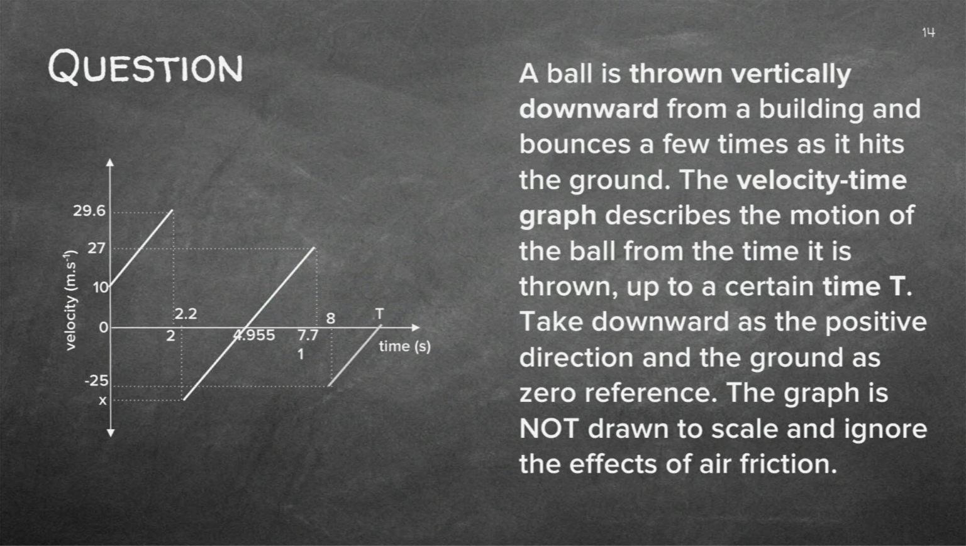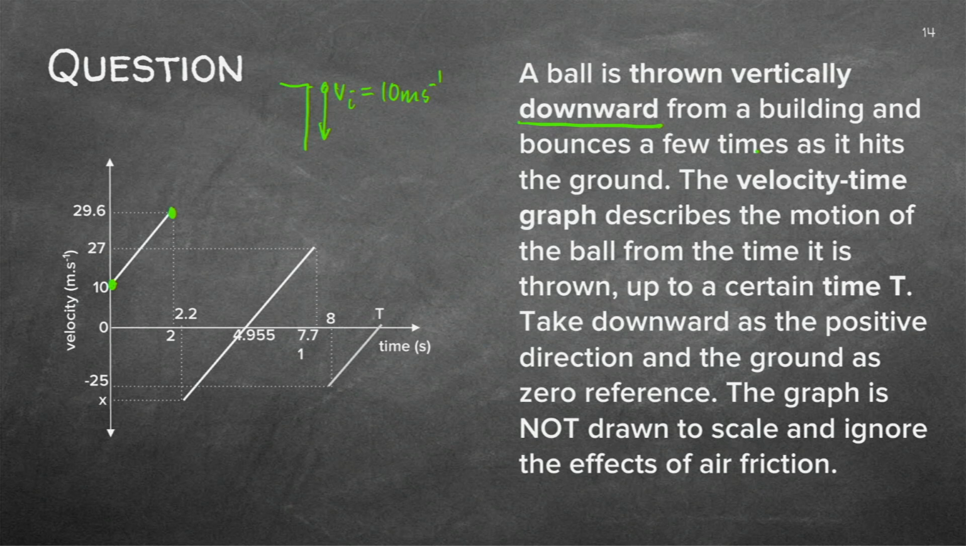A last question with a graph. A ball is thrown vertically downward. Now, downward represents the first part of this graph, from a building, so somebody is standing on top of a building and they're throwing this ball downward. Can you see the graph? It is starting here with 10 meters per second. Please make sure that you read the graph. It bounces a few times, and you can see here, it's bouncing.